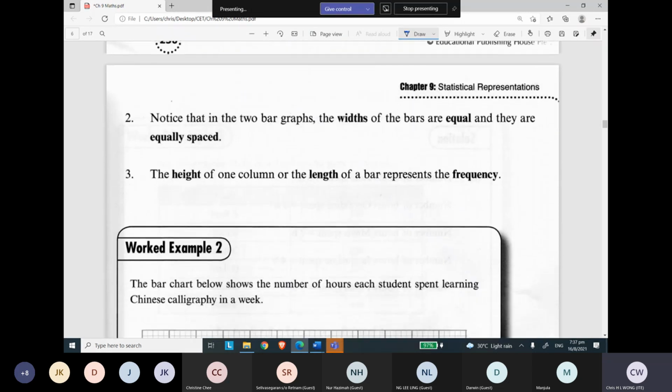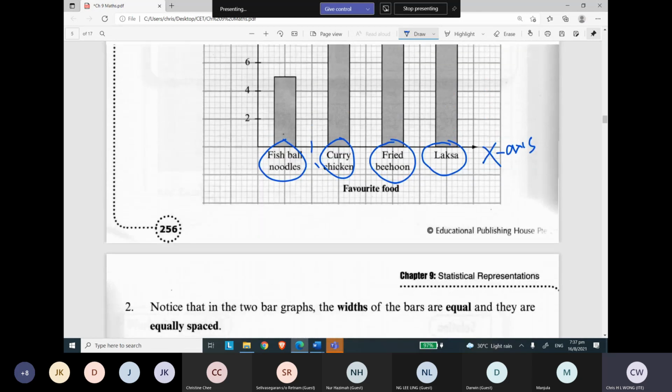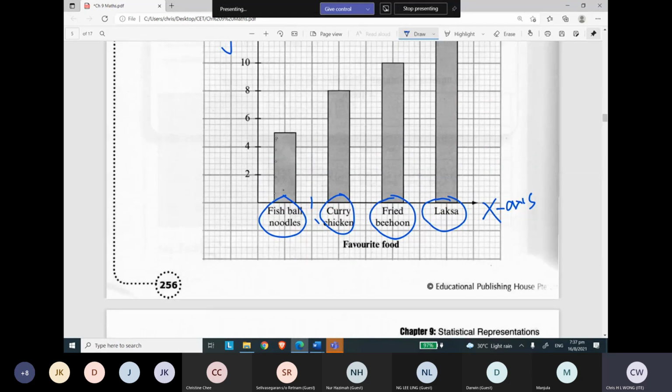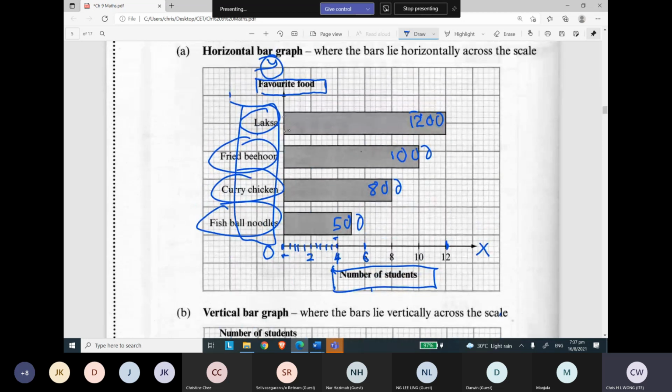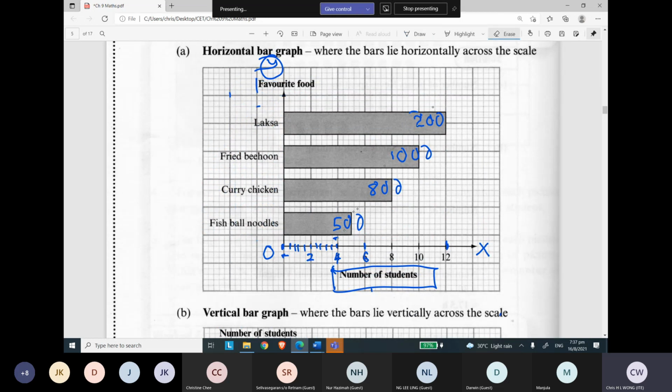Now notice that in the two bar charts, the width of the bars are equal and they are equally spaced. Normally in a bar chart the width is the same. This is called the width. So don't go and draw things like that when you draw a bar chart to represent the food.